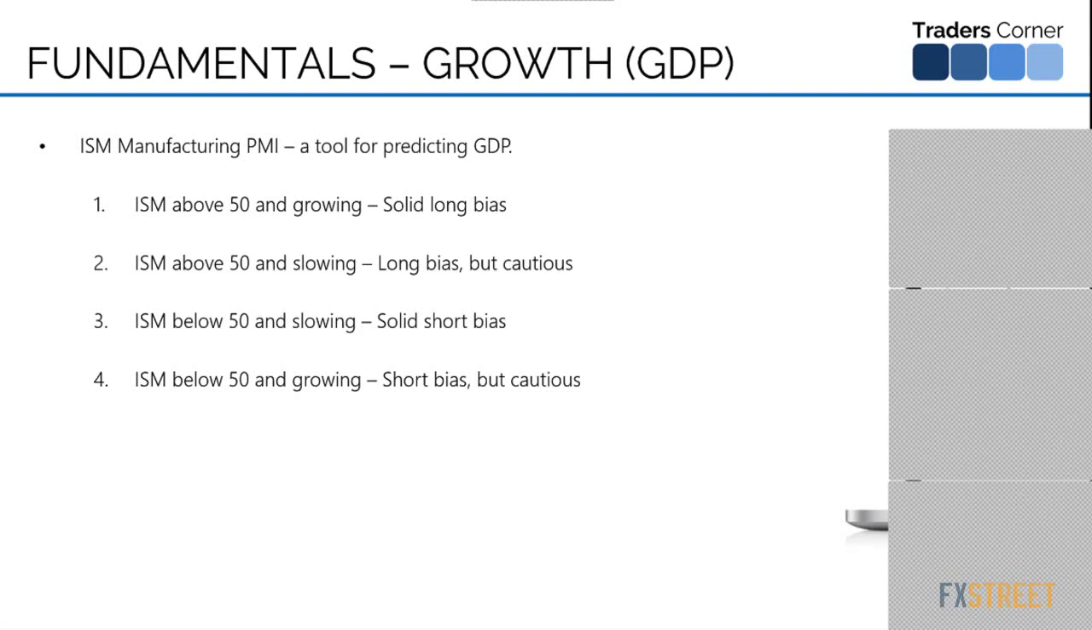If the ISM's below 50 and slowing, then we're going to have a solid short bias. And if the ISM is below 50 and growing, then we're going to be short, but again, we're going to be cautious, right? Much like we are if the ISM's above 50 but slowing.